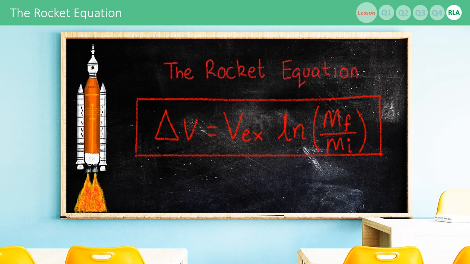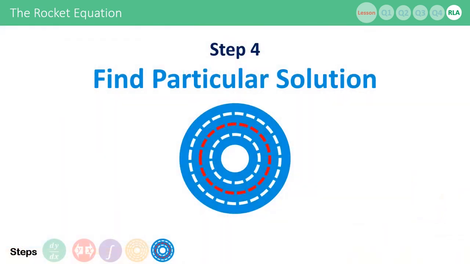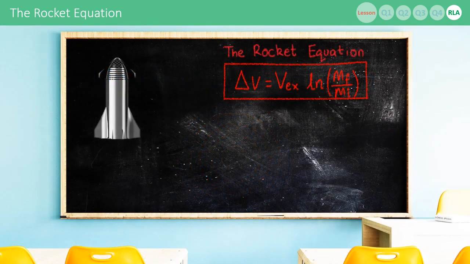So how do we use it? Well, in step 4 we can find a particular solution by finding the delta v of a particular rocket. Let's take for example Starship, the newest creation of Elon Musk's SpaceX. The exhaust velocity in the equation can be replaced with ISP, the specific impulse, times the strength of gravity at sea level. ISP is basically like the miles per gallon for a car. The higher it is, the more boost that you get for a certain amount of fuel.